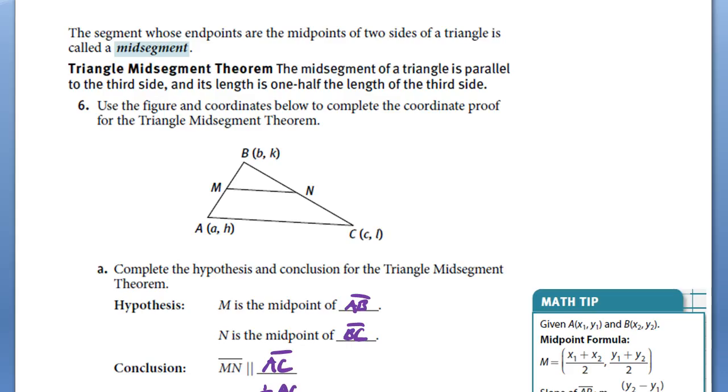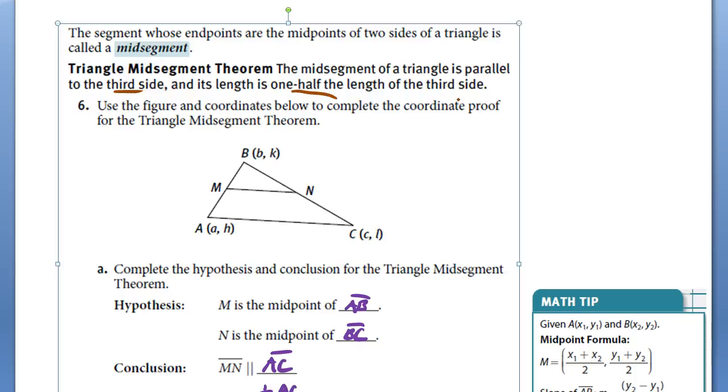We're going to change pace a little bit now and go back to the triangle shape instead of looking at the quadrilateral that's called a kite. The segment whose endpoints are the midpoints of two sides of a triangle is called a midsegment. Here's the triangle midsegment theorem. The midsegment of a triangle is parallel to its third side, and its length is half the length of the third side. Here we have a triangle called triangle ABC.